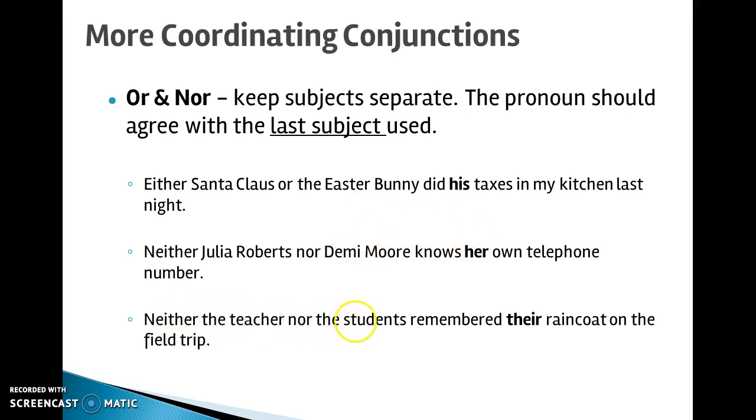"Neither the teacher nor the students." In this case I have a singular antecedent and a plural antecedent. But because "students" is the antecedent closest to my pronoun there, I'm going to use the plural pronoun to match with the plural antecedent "students."